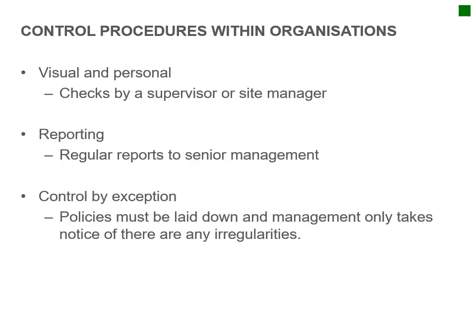Control procedures within an organization can either be visual and personal, checks by a supervisor or site manager. That's hands-on, going to site, having a look at progress, and so on, relying on regular reports to senior management, etc., and making your deductions from that report. Then control by exception is where policies must be laid down and management only takes notice when any irregularities occur. That is a stance that is taken by many large corporations. If all seems well, it is well. So this is more or less the way that they manage their things.